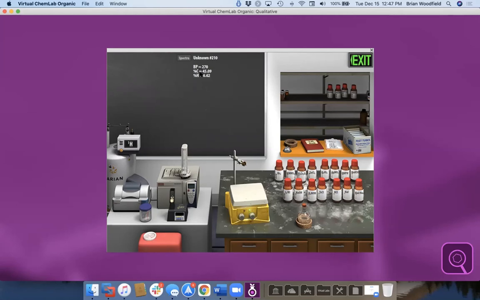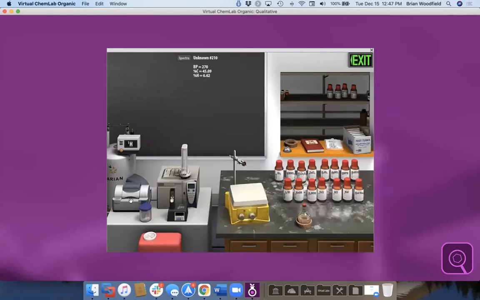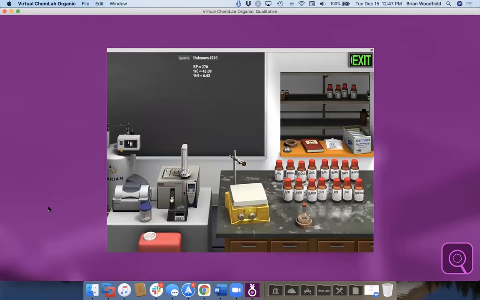So here's a boiling point and CH analysis. And then they can, again, do spectra. So here's NMR. They could do a TLC to see what the polarity is, where it is on the Rf scale.